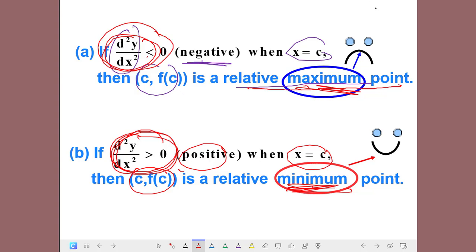Okay, the graph is actually this one, sad graph, smiley graph. Up to you. Just remember that when d2y/dx squared is negative, the point is a maximum. When d2y/dx squared is positive, this point is a minimum. Okay, and example 3.